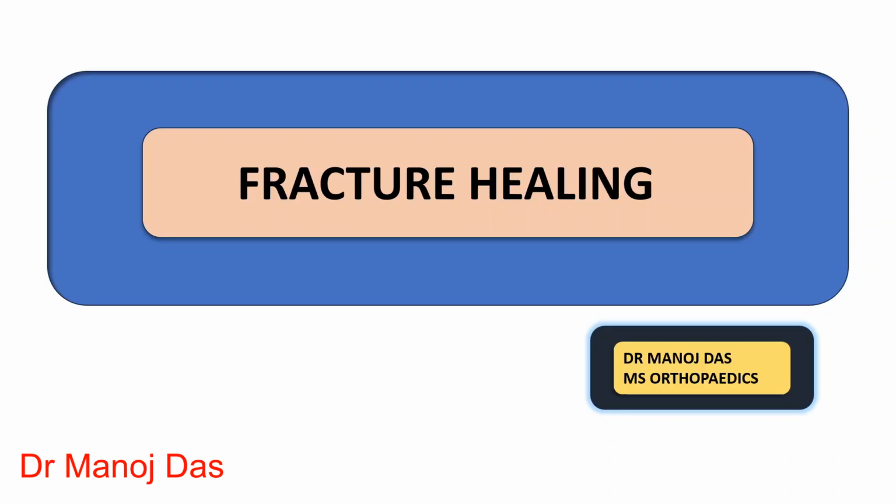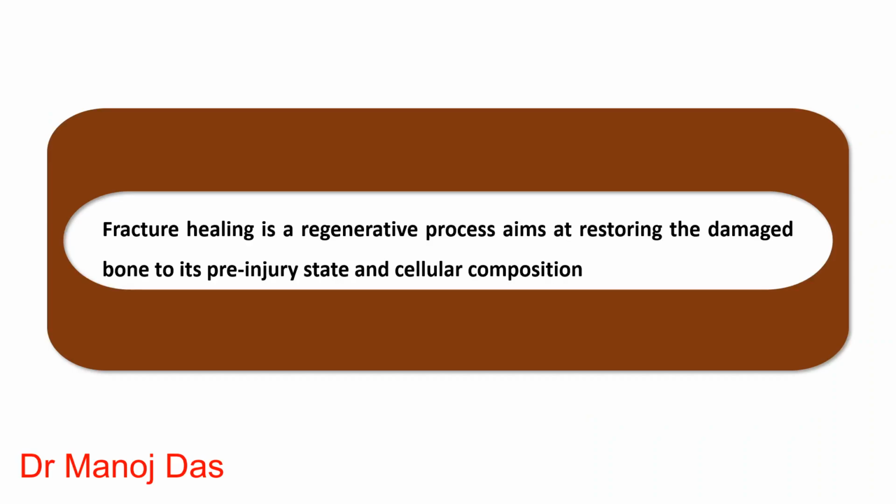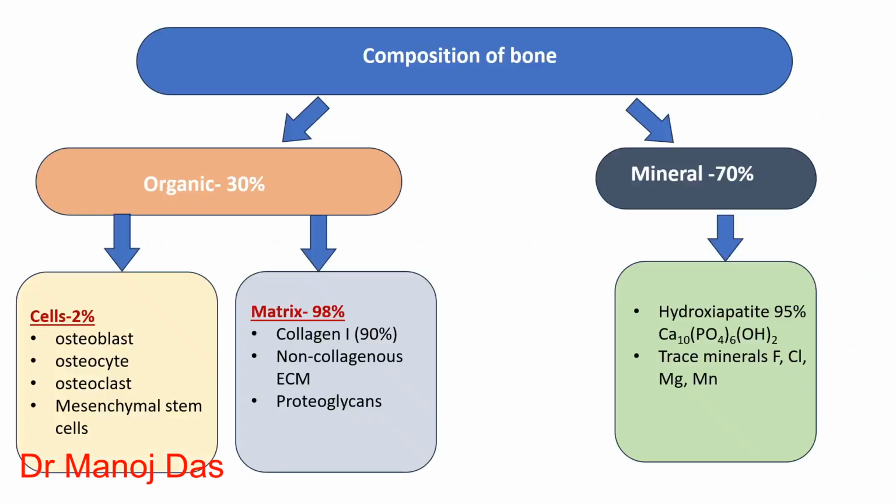Today we will be discussing fracture healing. Fracture healing is a regenerative process which aims at restoring the damaged bone to its pre-injury state and to its pre-injury cellular composition. Now, in the first few slides, we will be describing the basic science related to fracture healing, so that it becomes easy to understand the different stages of fracture healing.